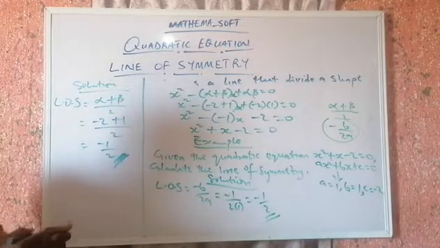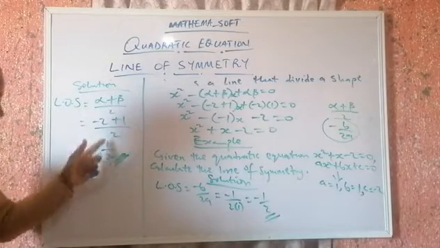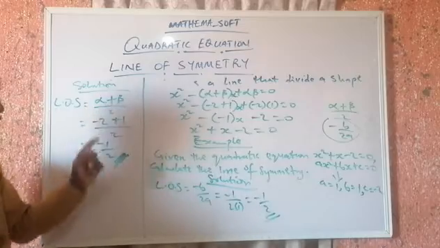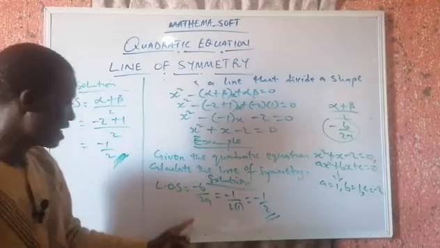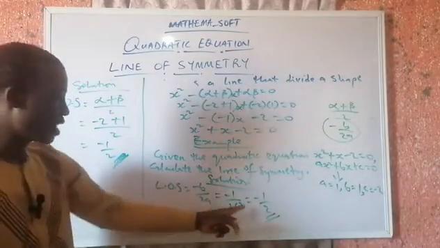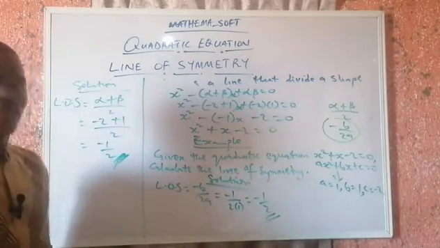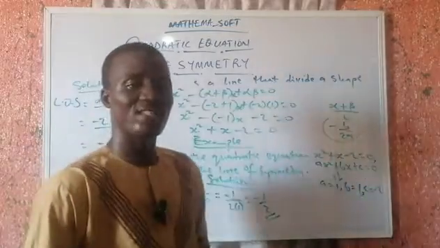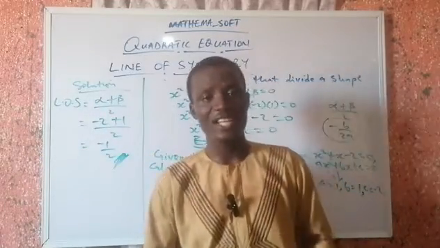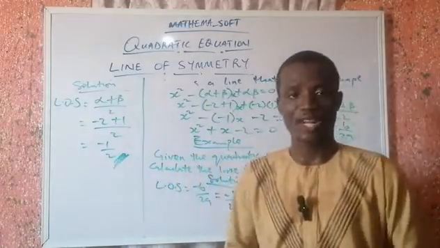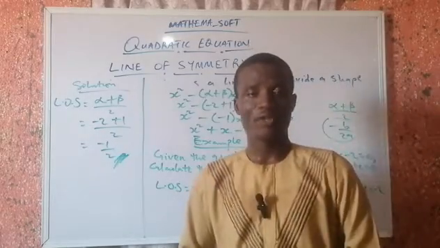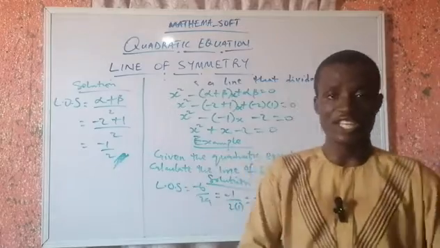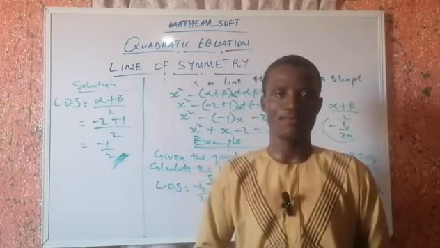So here, we were given the roots and we calculated using alpha plus beta over 2. And here, we were given just the quadratic equation, and then we used this formula, and then we got the same answer. So in this class, what we have done is finding the line of symmetry of a quadratic equation, either when we are given the roots or when we are just given the quadratic equation itself.